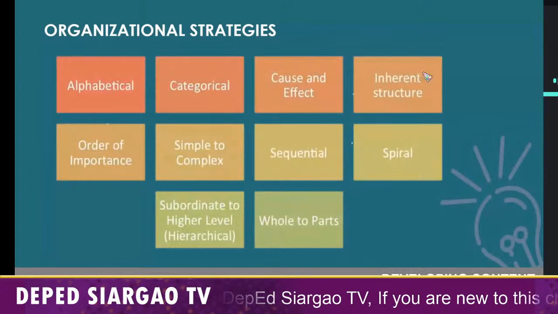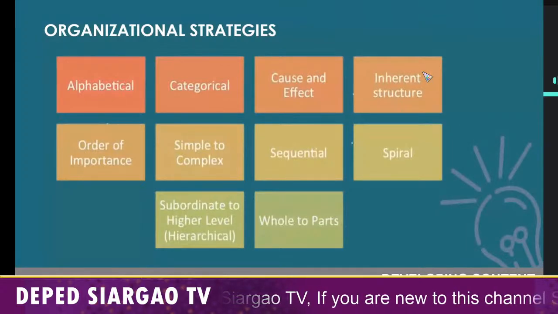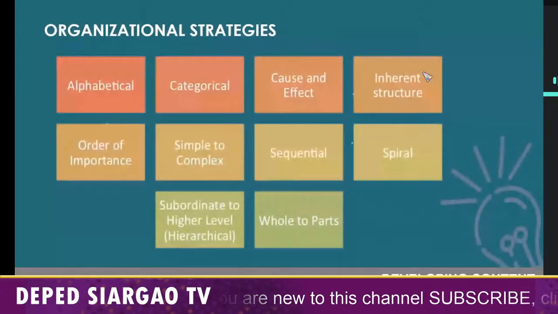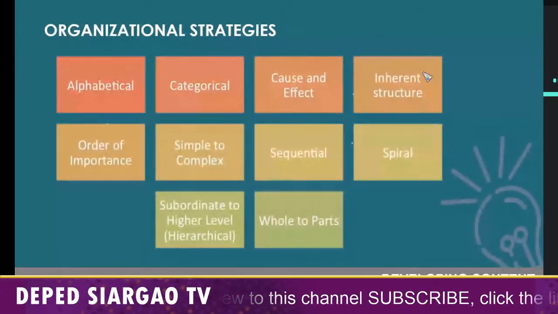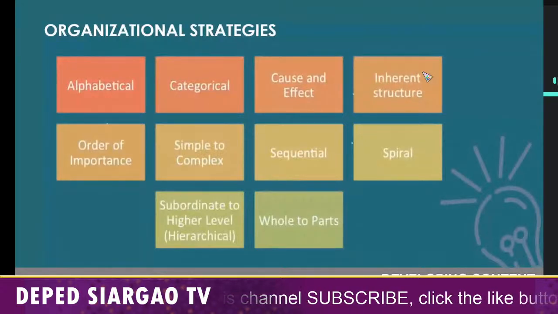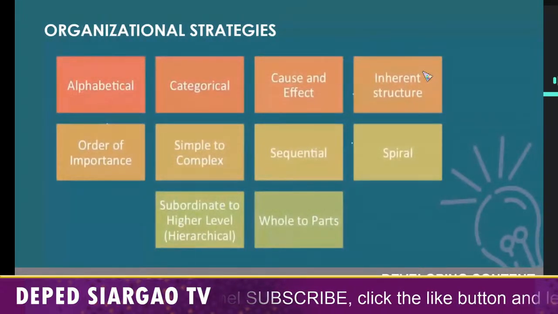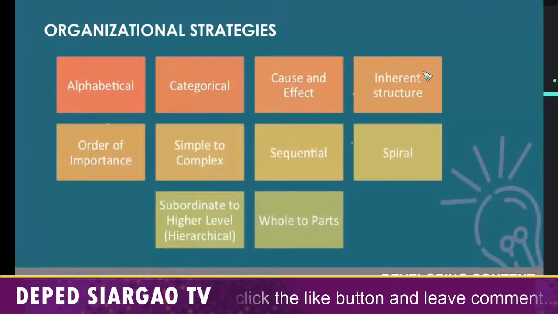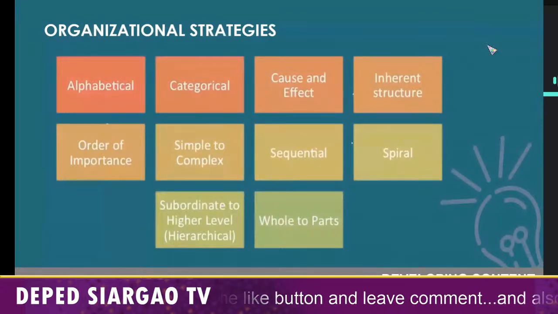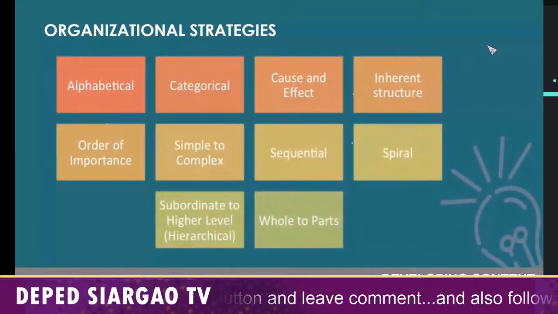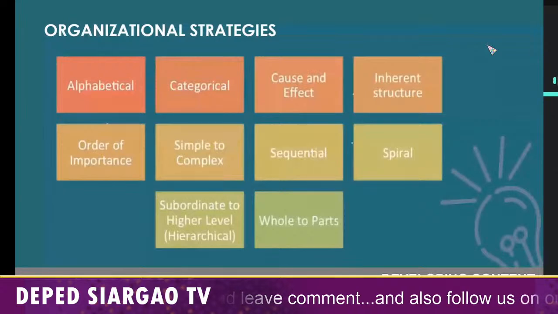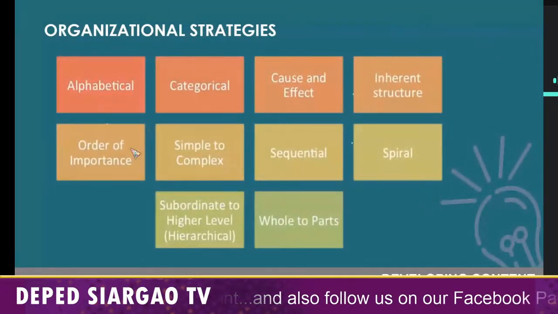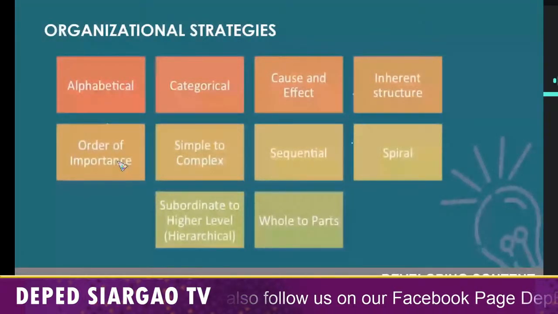And then we have the inherent structure. Often, content has its own structure that is cognitively natural to the subject. If the content presents events in a timeline, then a chronological order is self-evident. If the content revolves around various geographical areas, then organization by location is natural. An example of this one is a course teaching agriculture extension agents about soil, which could be organized by soil layers starting with the topsoil. Now we have another one, the order of importance.